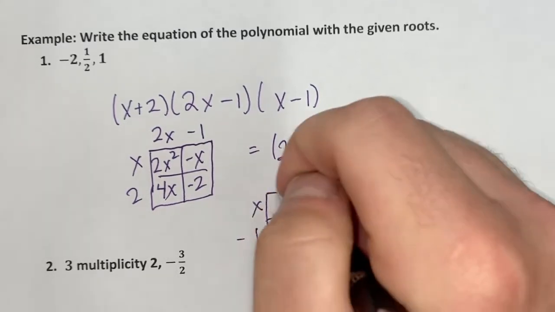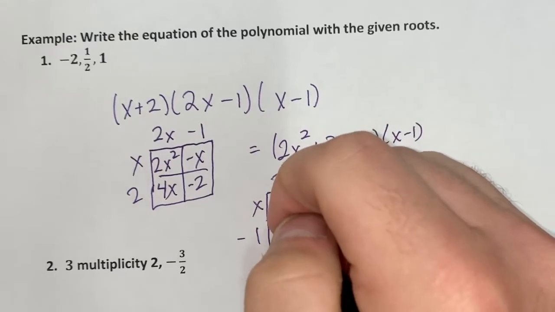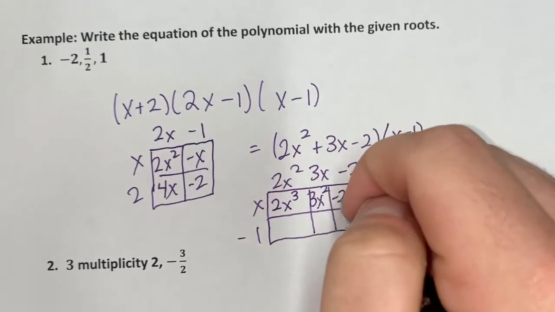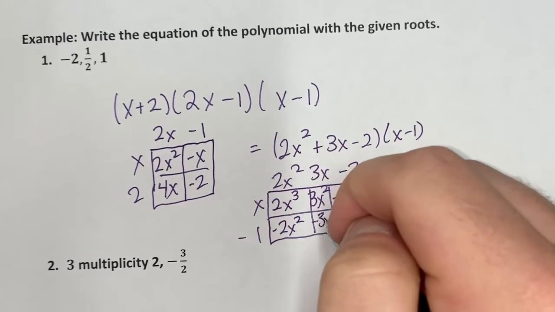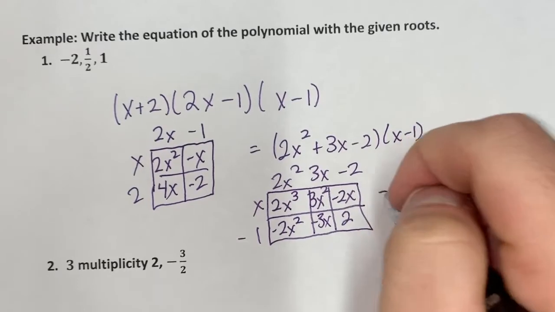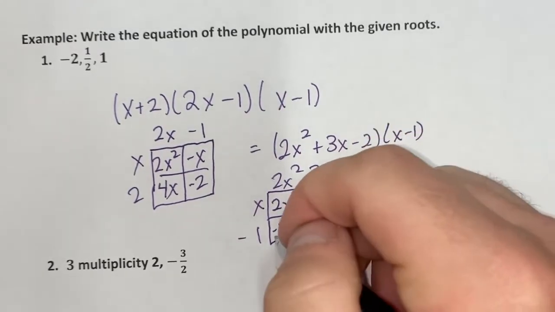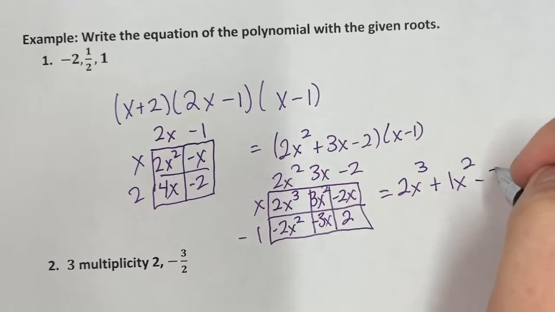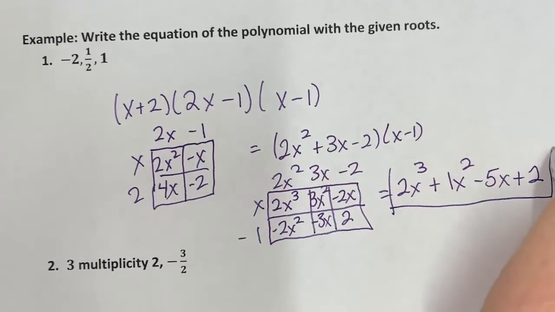x minus 1, 2x squared, 3x, and negative 2. That's 2x to the third, 3x squared, negative 2x, negative 2x squared, negative 3x, and positive 2. We combine like terms. We get 2x to the third, 3x squared and negative 2x squared is 1x squared, negative 2x and negative 3x is negative 5x, and 2. So we have worked backwards.